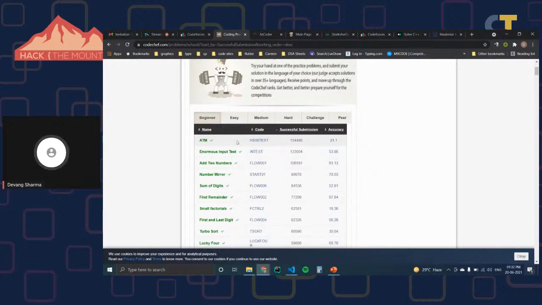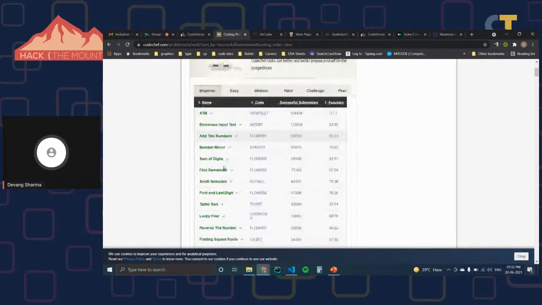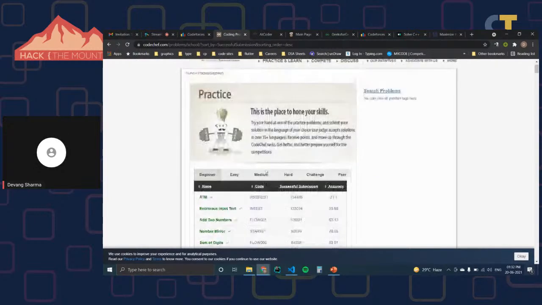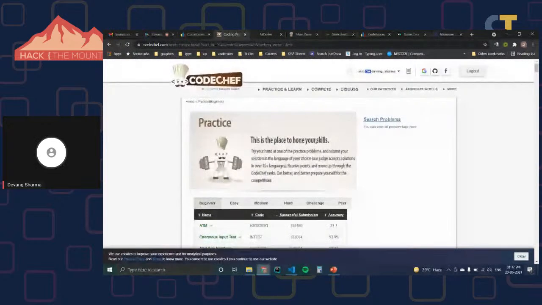You should definitely try this once you are comfortable with the language. You should definitely try these kinds of problems. When you are stuck, you can learn further what the things are. This way you can search for problems on CodeChef and start solving them, and it will help you build your profile.